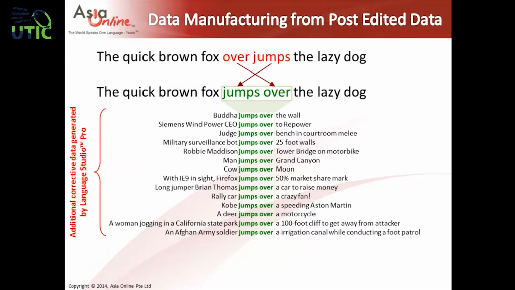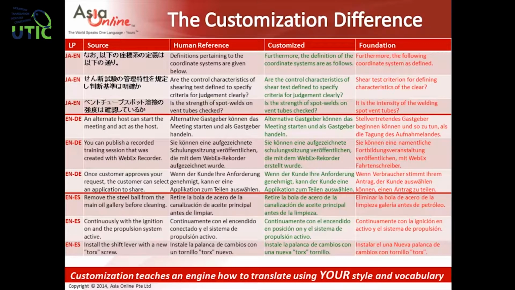So here's an example of data manufacturing. The MT produces a wrong sentence that goes like "the quick brown fox over jumps the lazy dog." So when you correct it to "jumps over," it is possible to use these tools to also find many other examples of where the phrase "jumps over" is used. And these phrases are fed back in, and thus you basically teach the computer that "jumps over" is the way you generally want to use it. And again, the impact is that you have better MT output that is more easily editable, that is closer to a human reference.